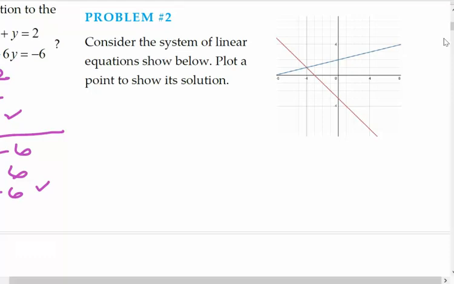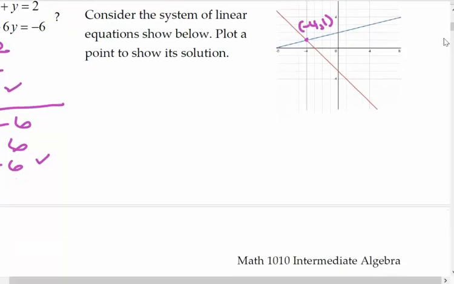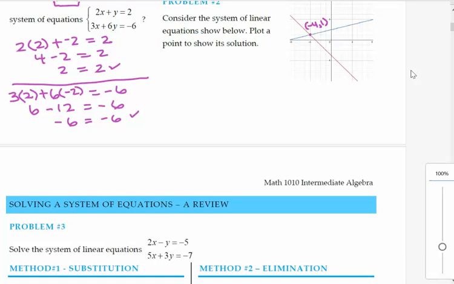So this is negative 4, right? And then these are counting by ones up there. So it looks like, yeah, just right where it intersects is what we're considering that solution, right? So negative 4, comma 1 would be our answer on that. Okay, so that is the only point that is a solution on there. All right, let me see if I can get this back.